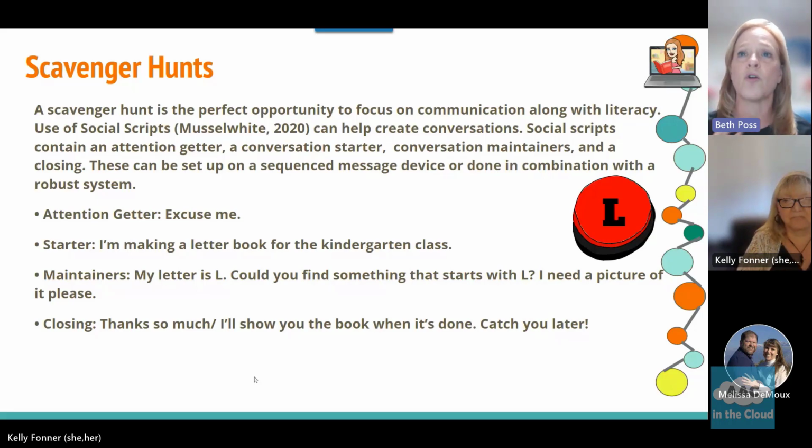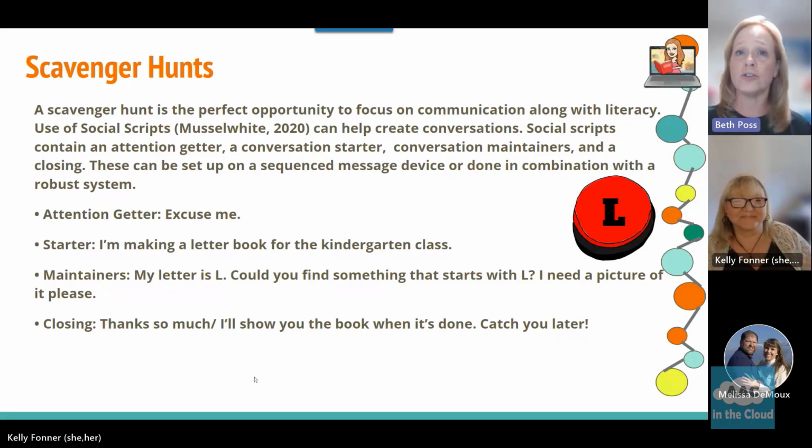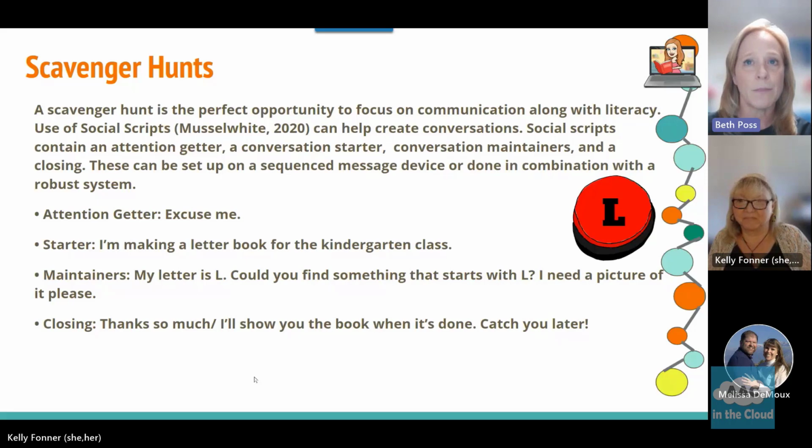And if we think about doing this around a scavenger hunt for a letter that somebody's looking for, somebody could hit their switch and say, "Excuse me," and then hopefully you've got adults that are willing and trained communication partners, and they're going to say, "Sure, what can I help you with?" And then the starter is going to be, hit that switch, "I'm making a letter book for kindergarten class." And oh, great. Well, what do you need? Then hit that switch. "My letter is L. Could you find something that starts with L? I need a picture of it, please." Right? So go and get a picture of something, and then hit that switch again. "Thanks so much. I'll show you the book when it's done. Catch you later." And that's just an example of a script.